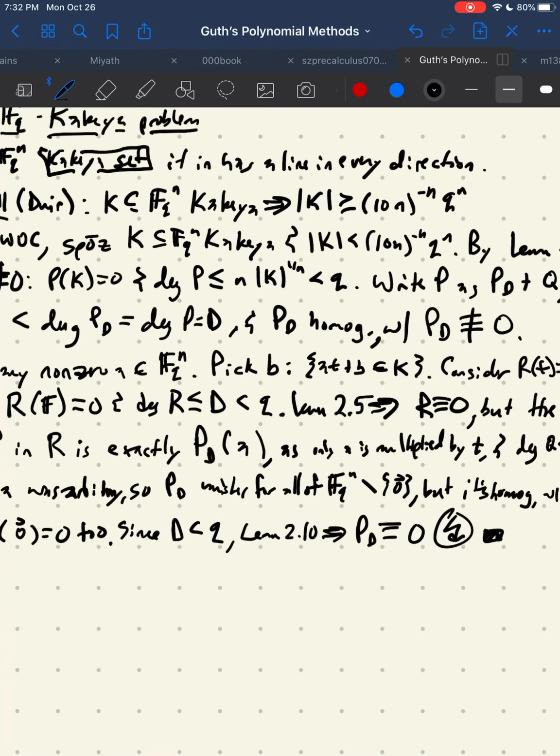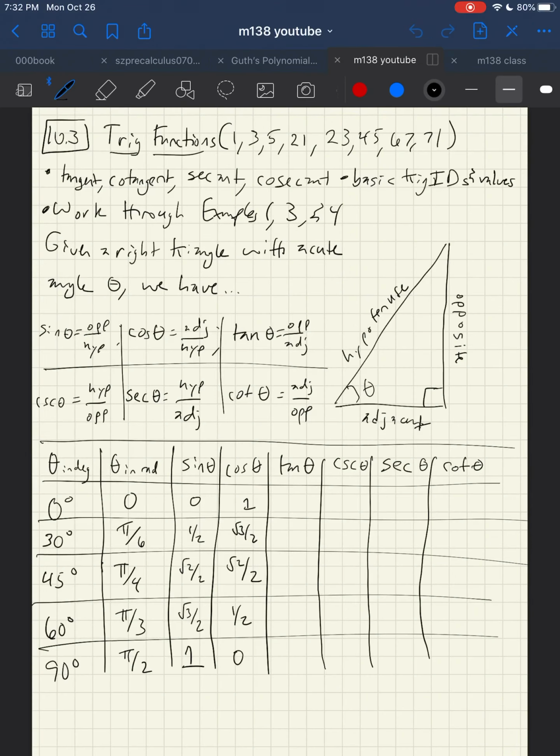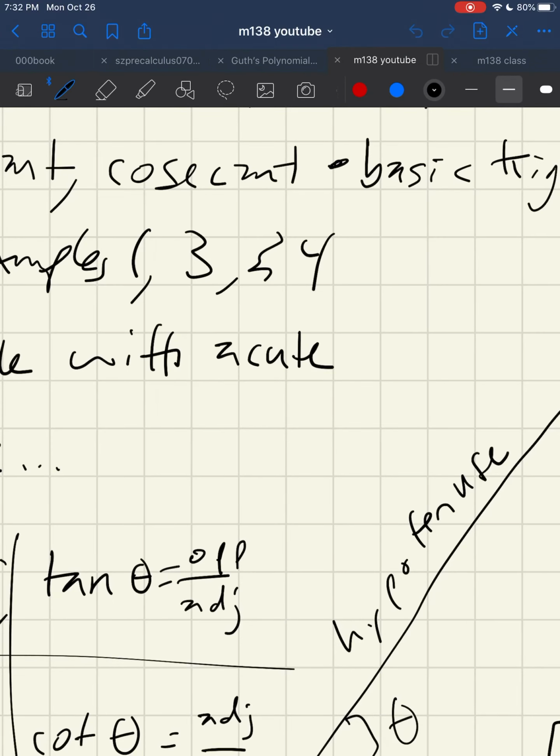And now, so let's explore this row for a minute. Oh dear, that was unfortunate. Don't know why that happened. Let's explore this row for a minute.